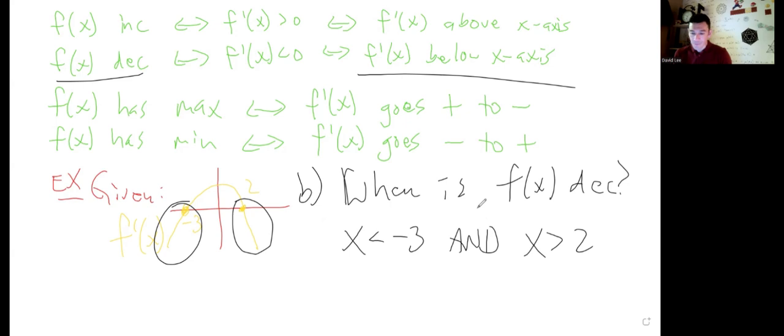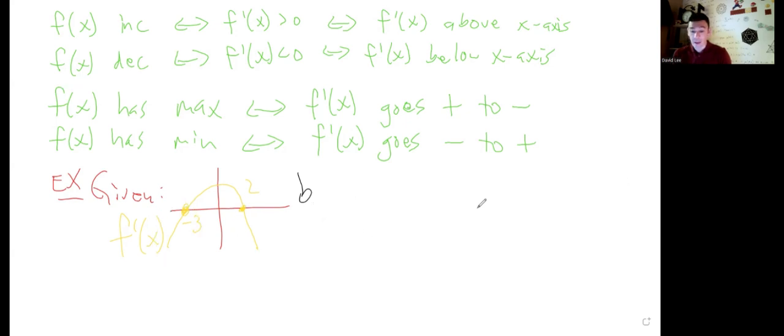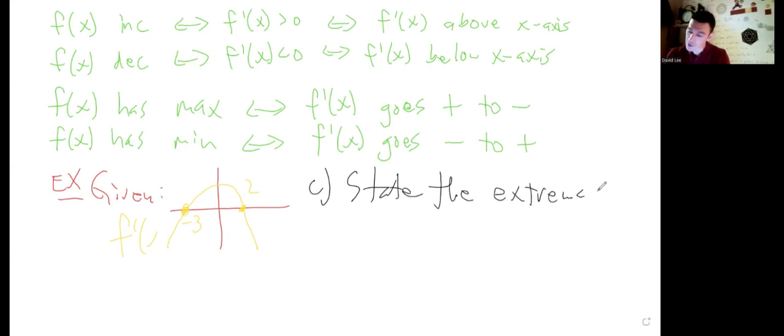Okay, what about this? Look, the extrema. That's a good one. So part C, state the extrema of f of x, like the maxes and mins. So you're looking at the derivative, and we can see that the derivative goes from negative to positive, and then suddenly it goes from positive to negative, because it goes from above and below the x-axis or vice versa.